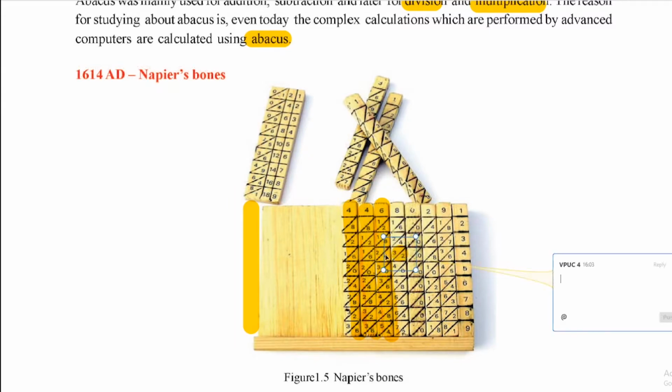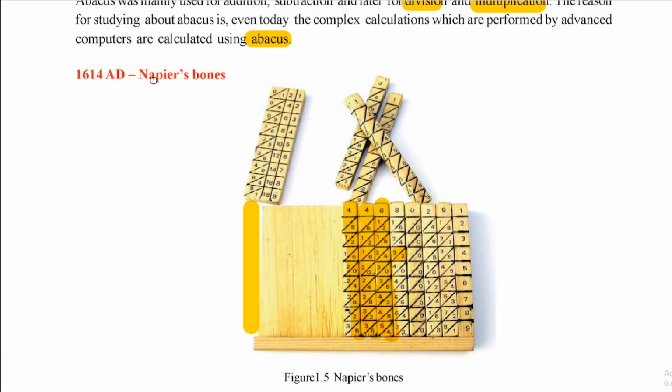So here we add them, 2 plus 3, then 6 plus 6, something like this. If you multiply 446 by some digit, 1, 2, 3, 4, 5, you get some result like 776. That is how these Napier bones are used for multiplication. Any 4, 5 or 6 digit number can be multiplied by a 3 digit number. So this is something about what they used earlier: Napier bones.